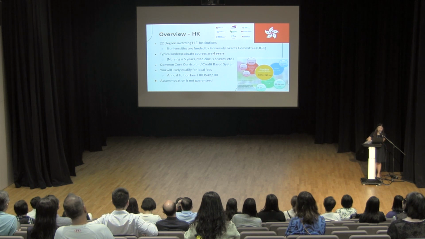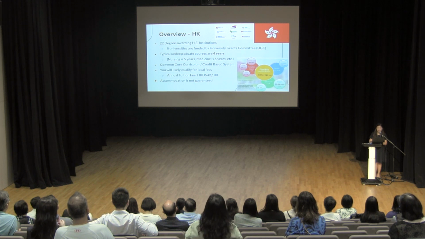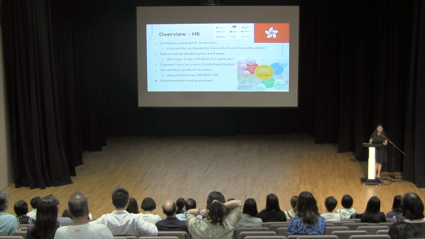For students at West Island School community, it will likely be qualified for the home fee status, which will be 42,000 Hong Kong dollars and $100 per year. Again, it's excluding living cost, and accommodation is typically not guaranteed in Hong Kong.